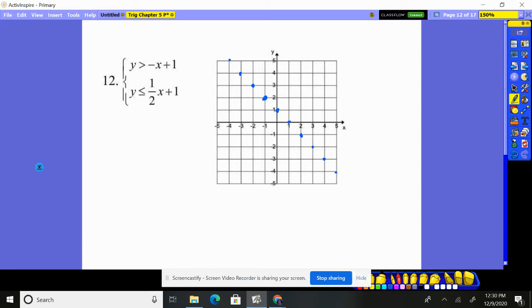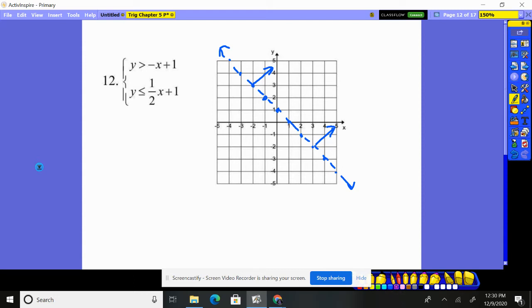Now, also, is it going to be a solid line or dashed? It's going to be dashed because the points on this are not solutions. They are not. It gets right up to them but doesn't include them. And I know it's greater than, so I'm going to shade that side. I'm going to wait to do that till after I do the next one.